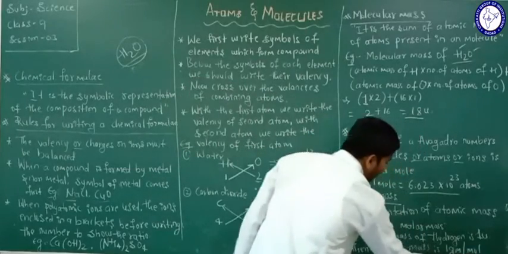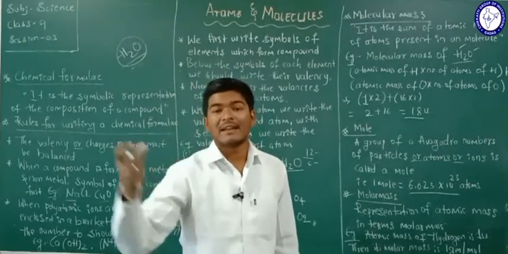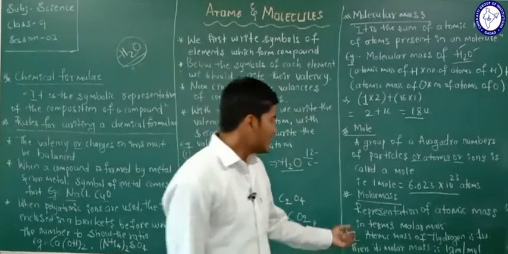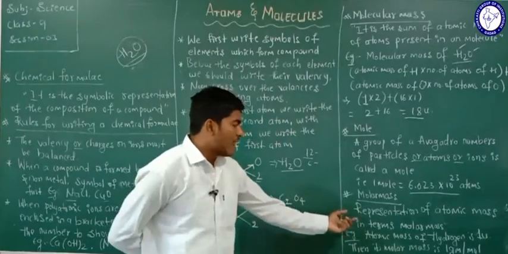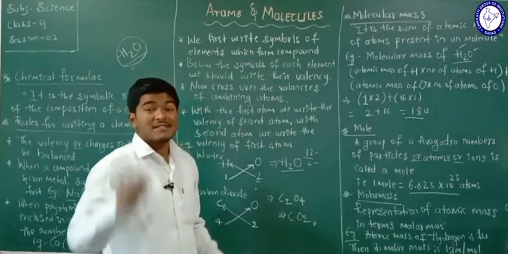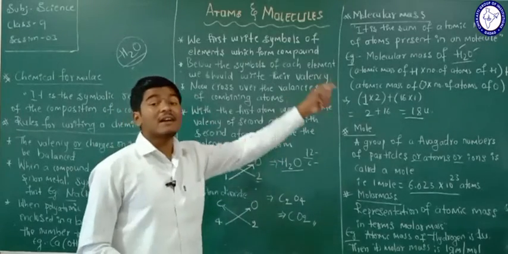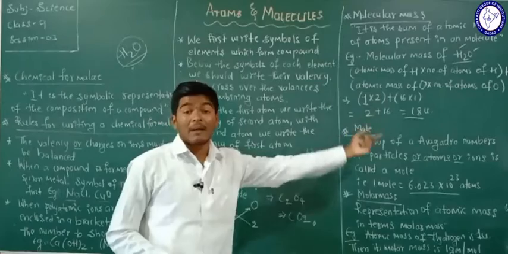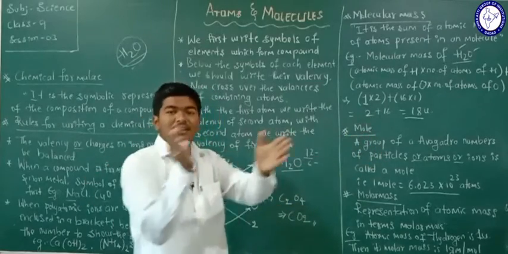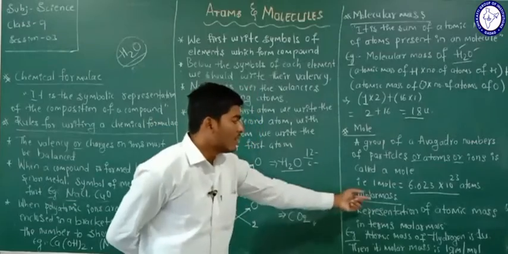1 gram per mole. That is, we are going to represent the atomic mass in terms of the molar mass. That is, the molar mass of hydrogen is 1 gram per mole. The atomic mass of oxygen is 16 units. Then the molar mass of oxygen is 16 gram per mole. That is the representation of the atomic mass in terms of molar mass. It is nothing but molar mass.